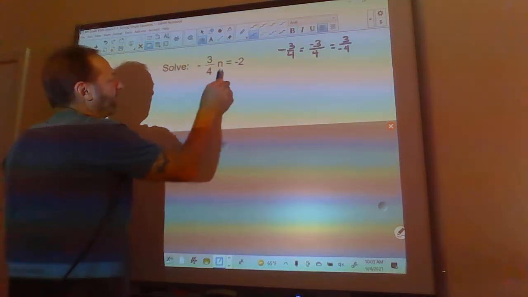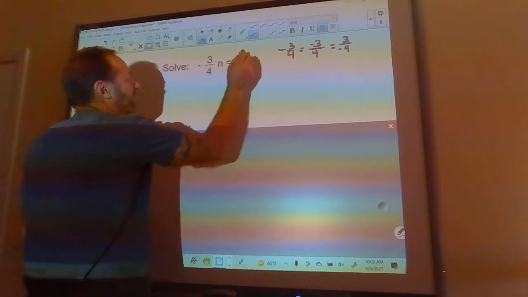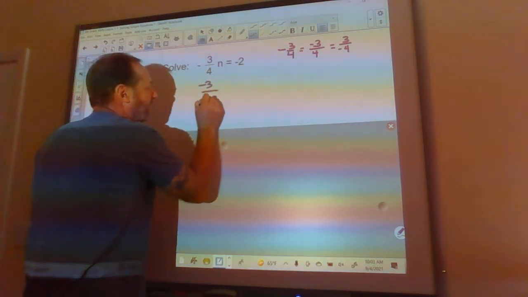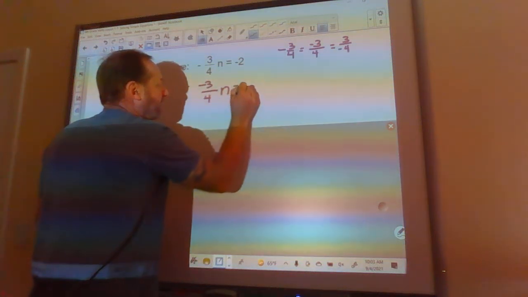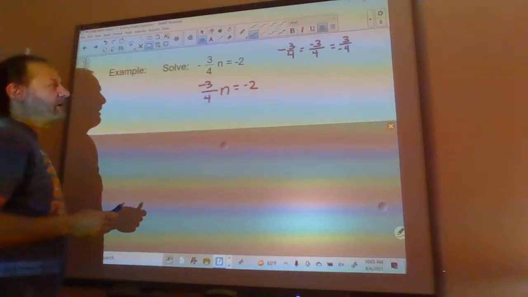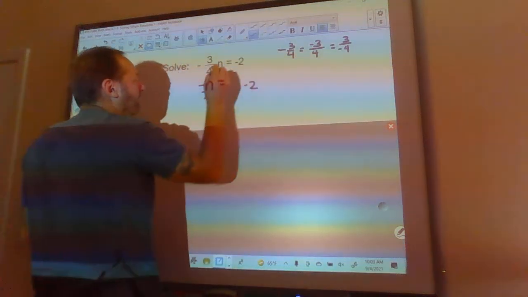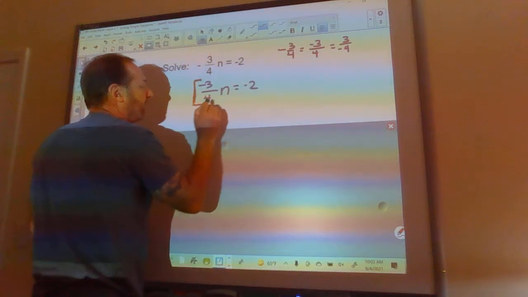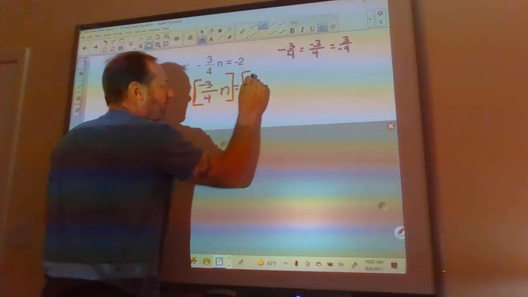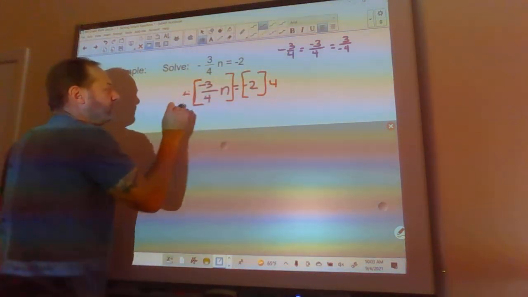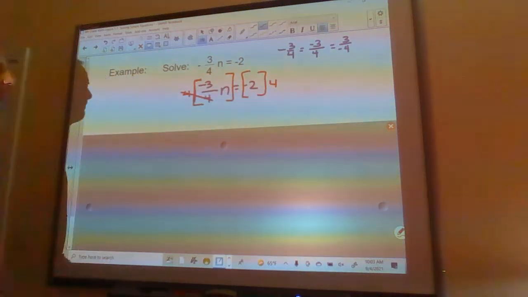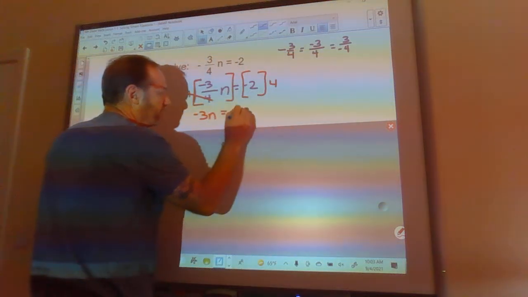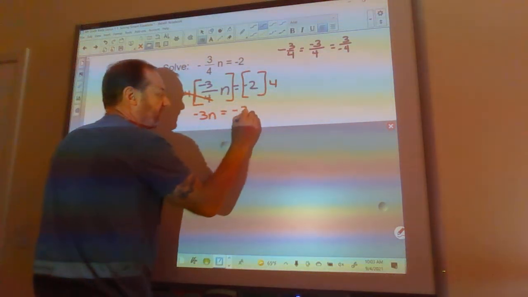So how do I solve this? Well, this really means, if I rewrote this, negative 3 divided by 4 times n equals negative 2. So if I want to undo that, what I can do is multiply both sides of the equation by 4. And then that 4 cancels out that 4 right there, and I'm left with negative 3n equals negative 2 times 4, which is negative 8.